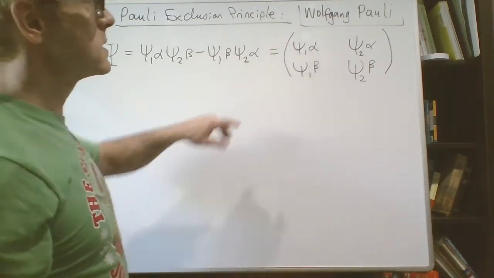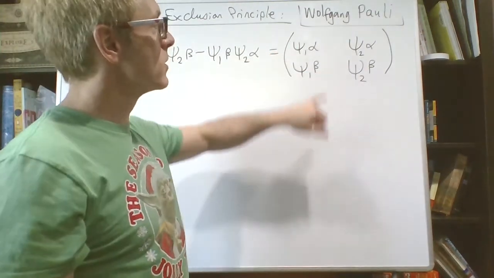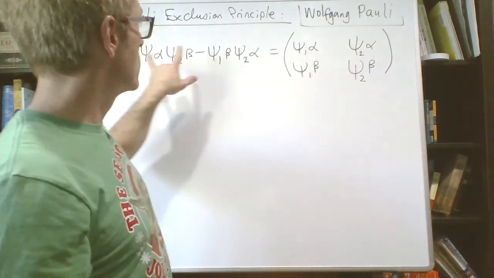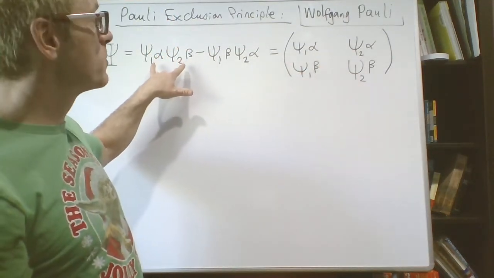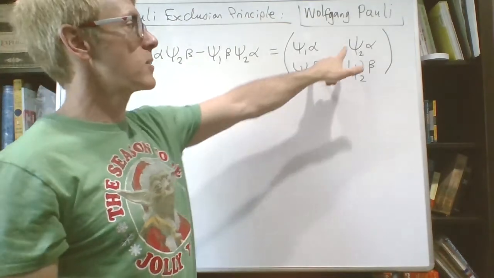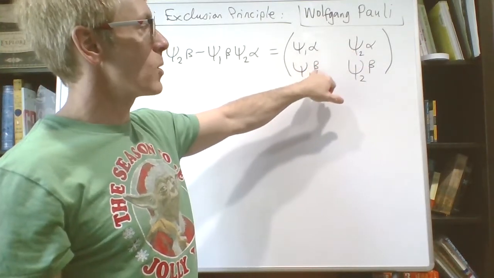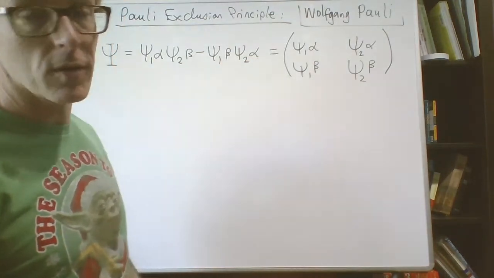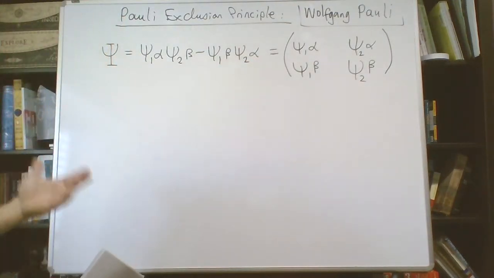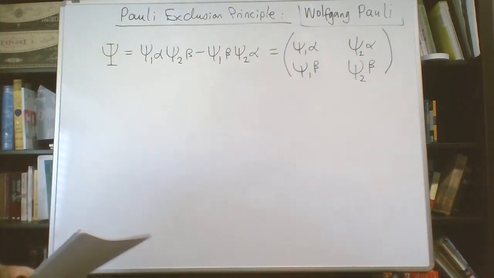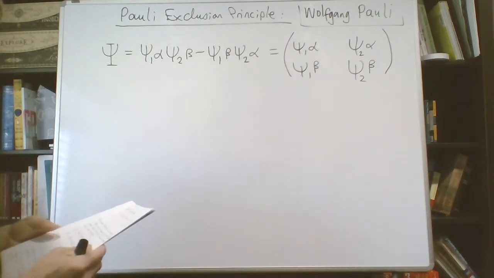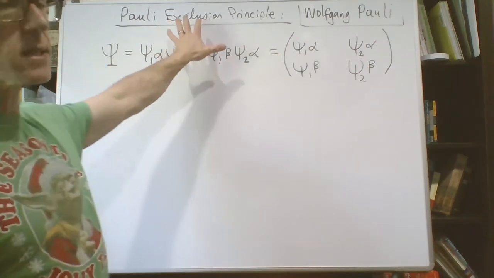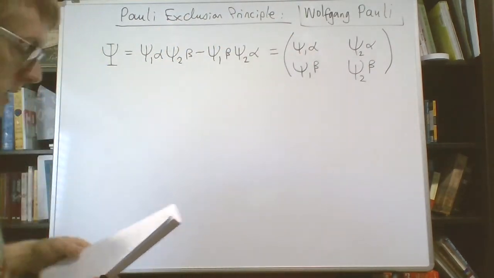And then we can see, if we take the determinant, I'd multiply psi 1 alpha by psi 2 beta, and then I'd subtract the opposite diagonal, psi 1 beta by psi 2 alpha. Okay, so now you're a little more familiar than you were previously with determinants. And again, this represents the matrix, it's the representative equation.